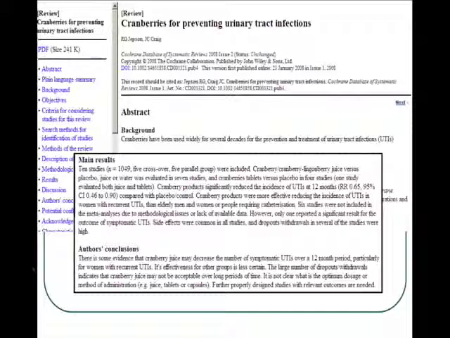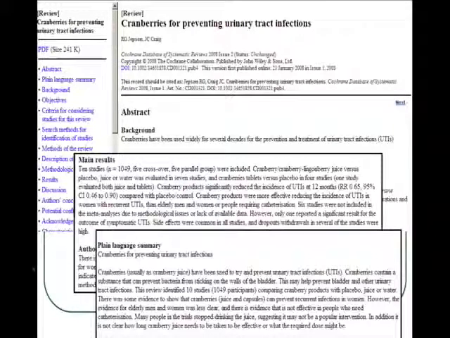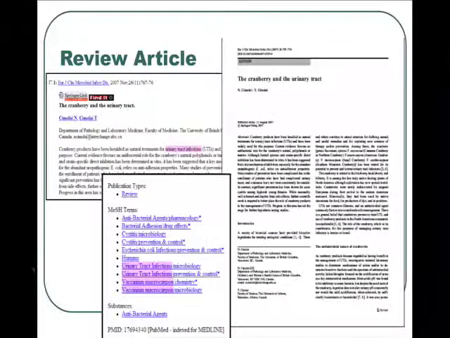Let's look a little more closely at some of the information that is included here. For instance, the main results of the review itself, the author's conclusions, and then what is often very handy if you can find it in a systematic review is the plain language summary. Again, if these are not available to you in full text, interlibrary loan is certainly an option.